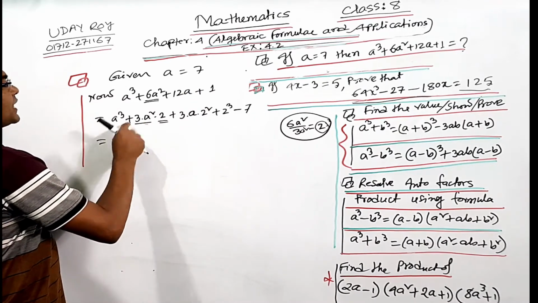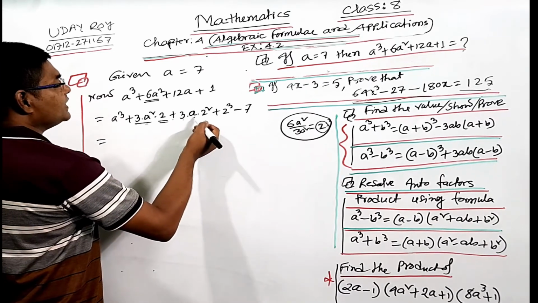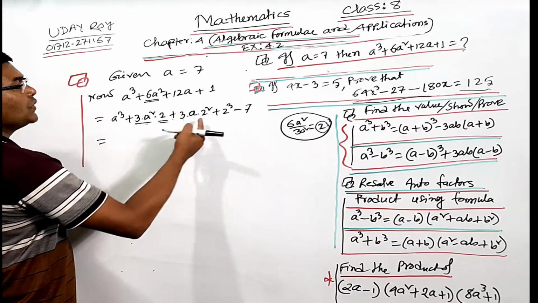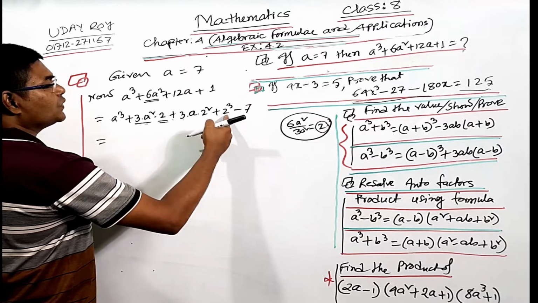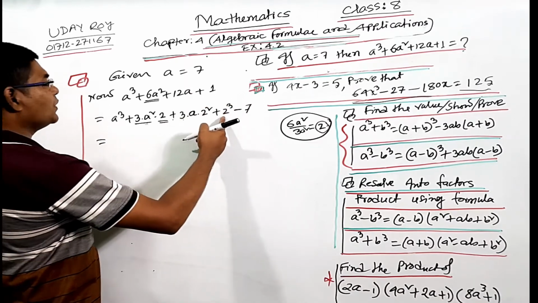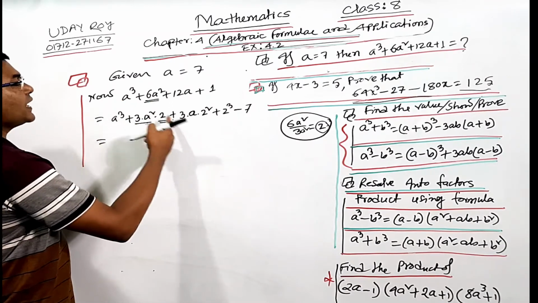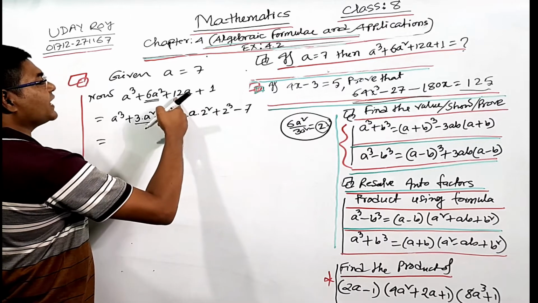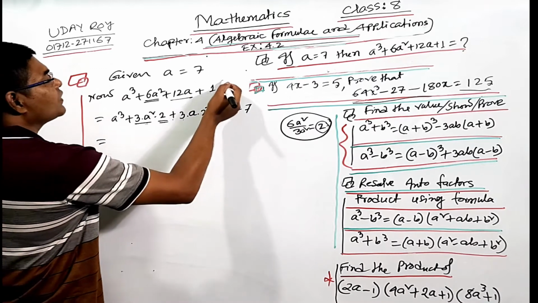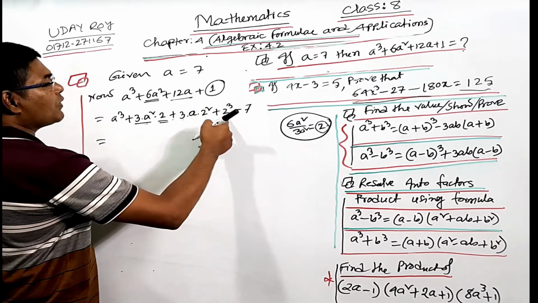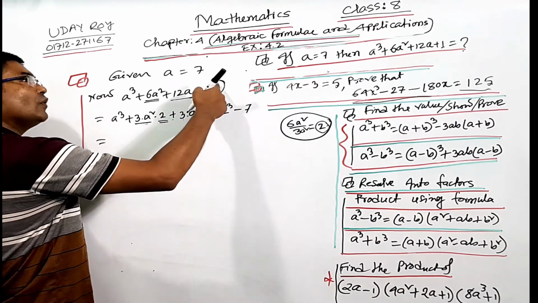You can say a cube plus 3a square b. Now here is plus 3ab square, because here b is 2. 3ab square plus b cube. This is b, this is b. So 2 is b cube. But a cube, 3 to the 6 a square, 2 to the 4, 3 is the 12a. So up to this we have got, but here is 1. But here we have got 8. 2 cube means 8.